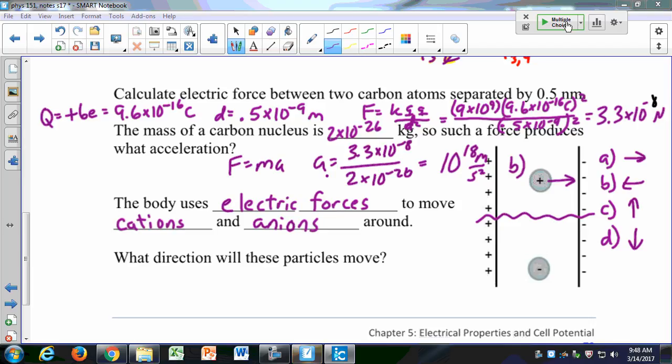And how about the next one? Yes, A is the right answer. It moves to the right. But what about for the negative charge? Which direction does it move? Does it move to the right, left, up, or down? And again, consider it as a separate situation.